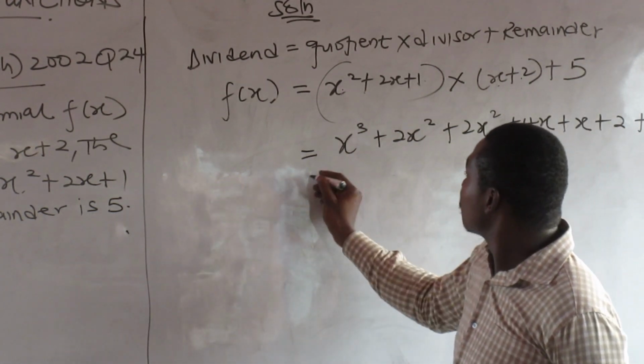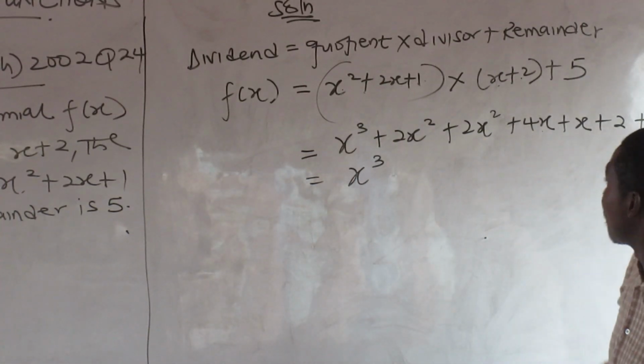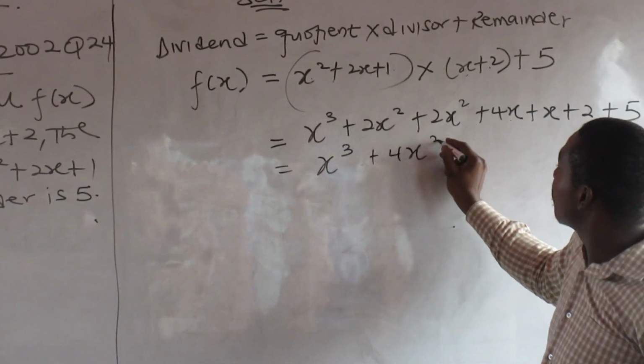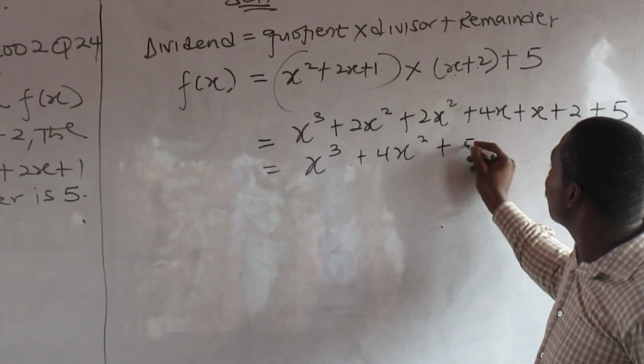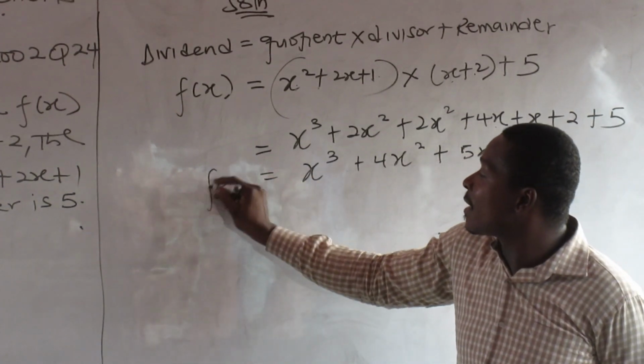Good. So do you see when we use this relationship. So this and this will give me what? 4x squared. This and this will give me 5x plus what? 7. This is my f of x.